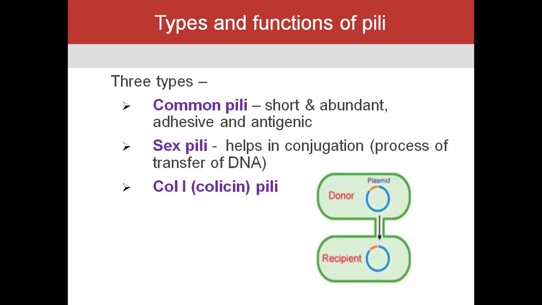Next, sex pili. Sex pili help in conjugation. In the picture, we can see what conjugation is. It is a process of transfer of DNA from the F plus cell to the F minus cell, that is, from the donor cell to the recipient cell. With the help of these pili, the F plus cell attaches to the F minus cell and forms a conjugation tube. So it is helpful for transfer of genetic material. And next, colon or colicin pili.